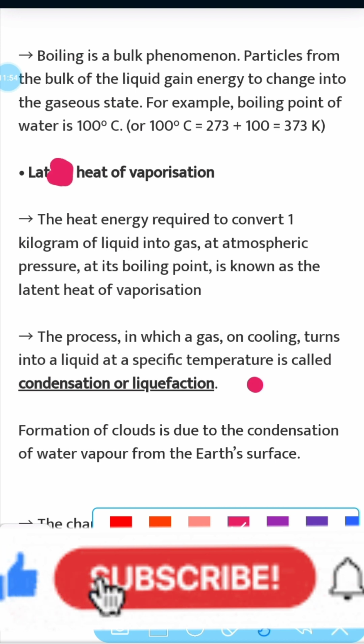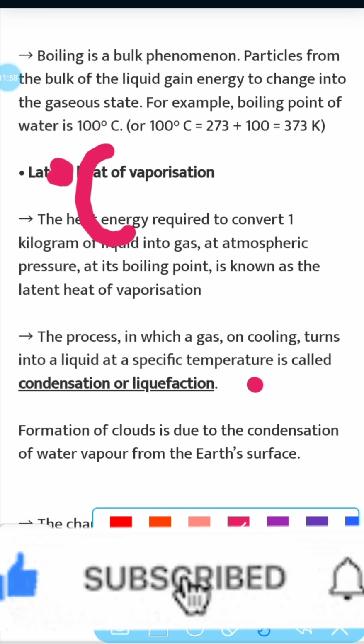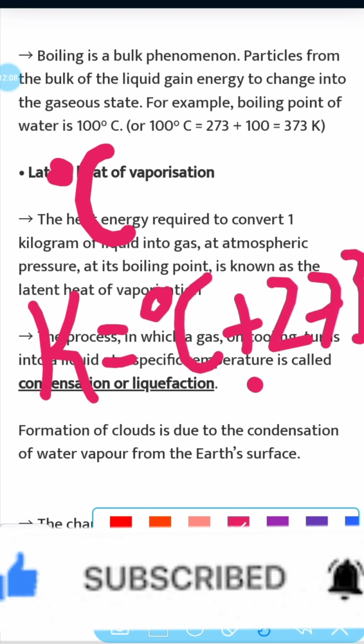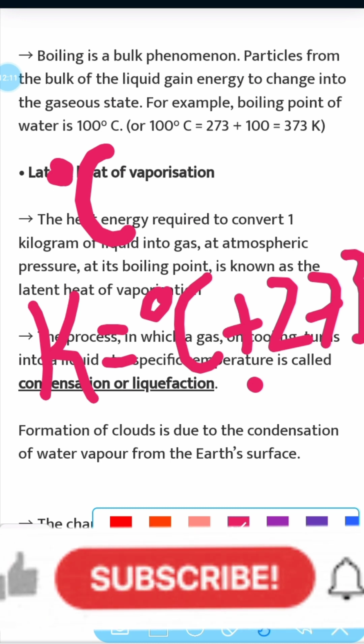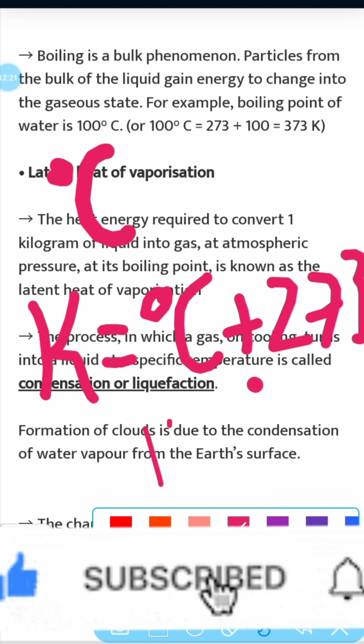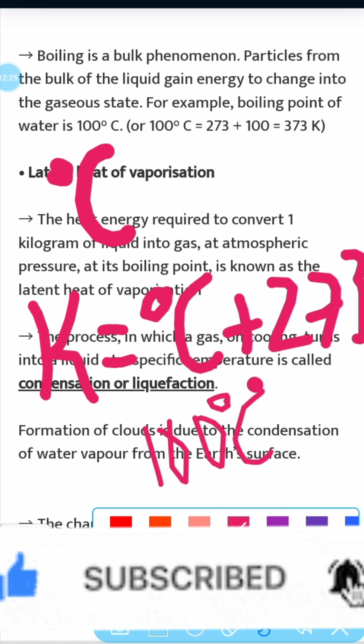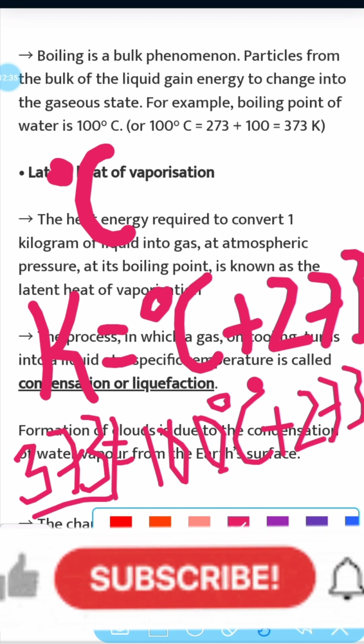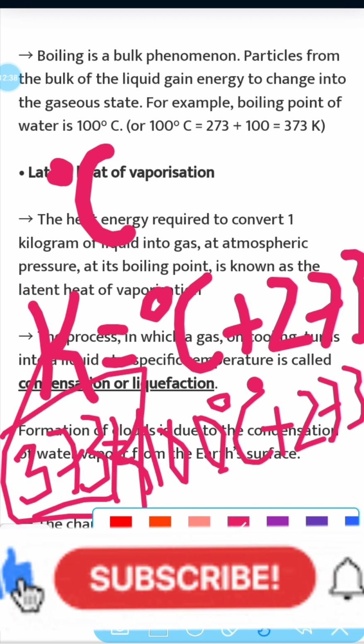So to convert degree Celsius, you have to take it as Kelvin is equal to degree Celsius plus 273. Suppose we are given that the boiling point of water is 100 degrees Celsius. Now how can we find it in Kelvin? The boiling point of water is 100 degrees Celsius. Here we will add 273 and hence we'll get 373, because 100 plus 273 is 373 Kelvin. So here comes our answer.